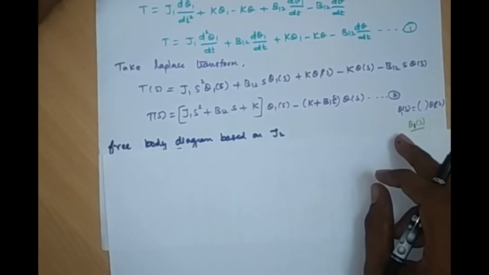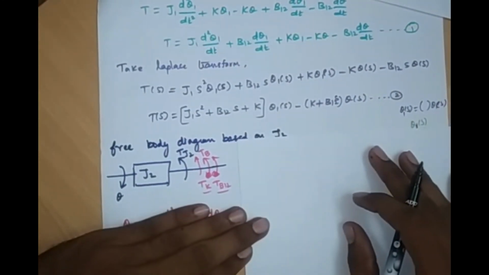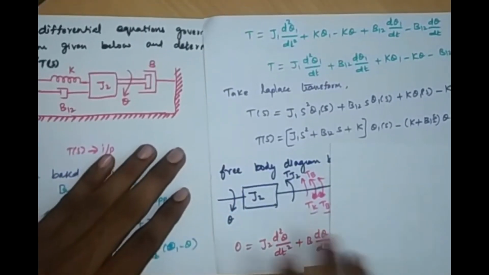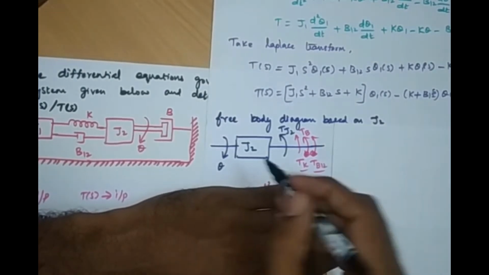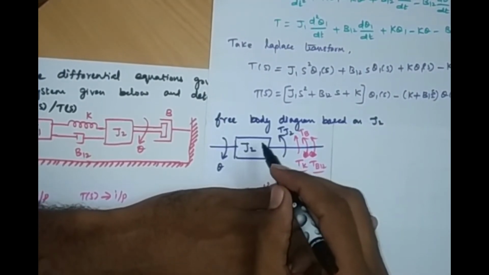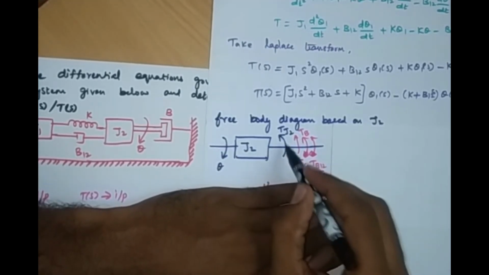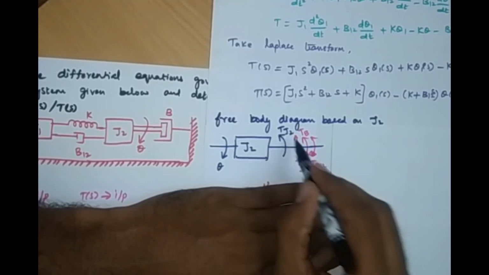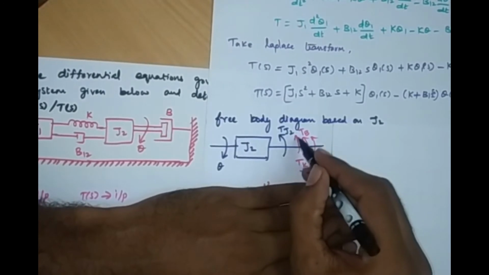So let's draw the free body diagram of the system which is based on J2. Okay, so this is the free body diagram of our system, based on mass 2. See, this is inertia 2, not mass 2, this is inertia 2. This is the angle of displacement theta. It is nothing but the opposing torque TJ2. This is the opposing torque TB. See, here one dashpot is available, so this is the opposing torque due to TB.